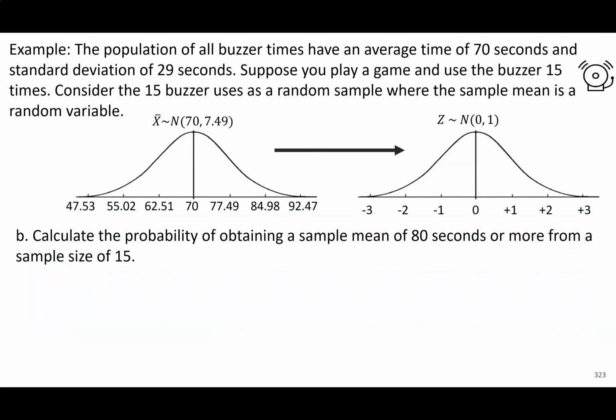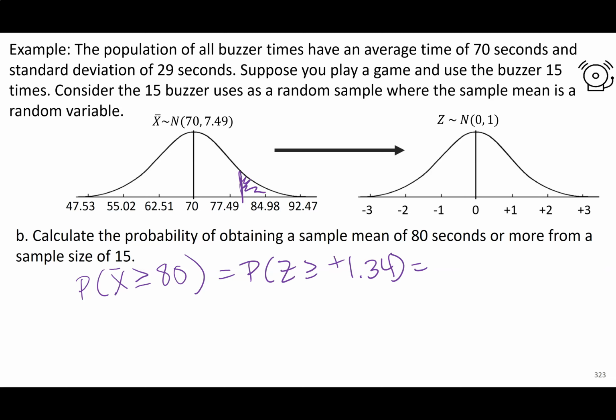So here, just putting it all together, the probability x bar is greater than or equal to 80 is going to be the same as the probability that z is greater than or equal to 1.34, which is 1 minus 0.9099, which is 0.0901.